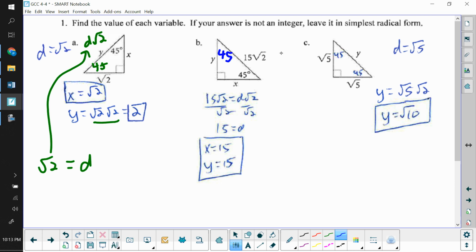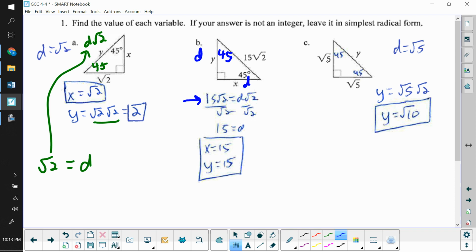In B, we should recognize 45, 45, 90. So take the side that they give us, 15 square root of 2, set it equal to what's there in terms of D, D square root of 2. Divide the square root of 2 on the right over, you get D is 15. Well, from the 45, those should both be D, so X and Y are just 15.